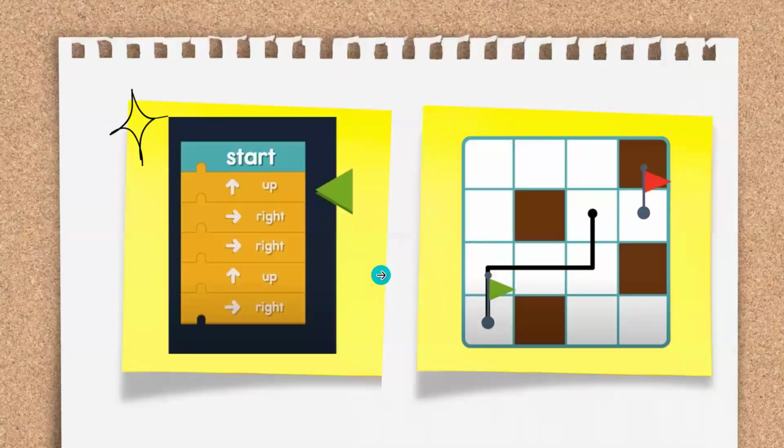Answer me. It's the same as your answer. First row, go up, then right two times, then up, then right, and you reach your destination, the end point.